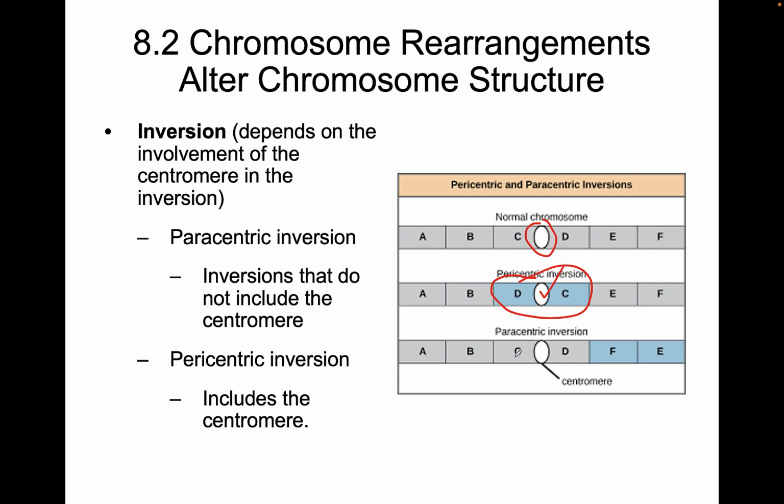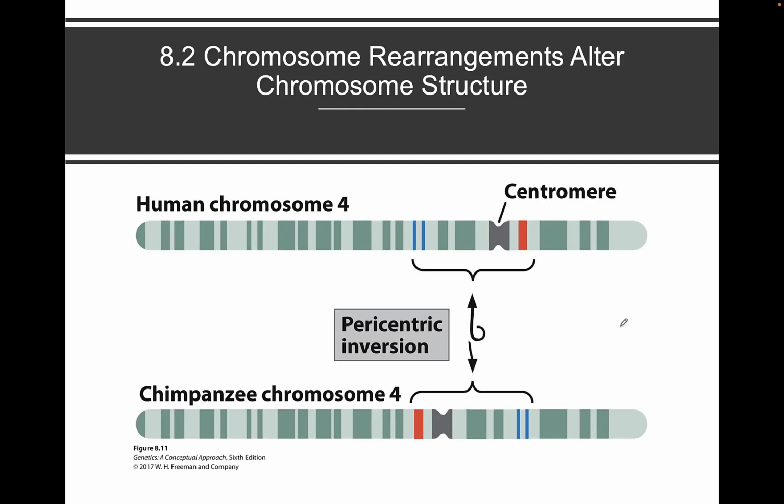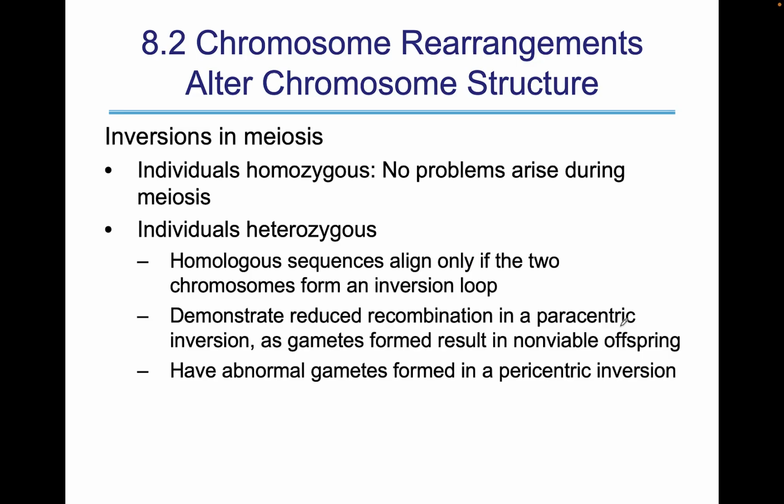And in paracentric inversion, the inversion occurs outside of the centromere, so it does not include the centromere. We see this, for example, in chimpanzees, between human chromosome 4 and the chimpanzee chromosome 4. If the inversion is homozygous in an individual, then no problems arise during meiosis. The two homologous chromosomes can pair and separate normally, as you would expect to see in meiosis.